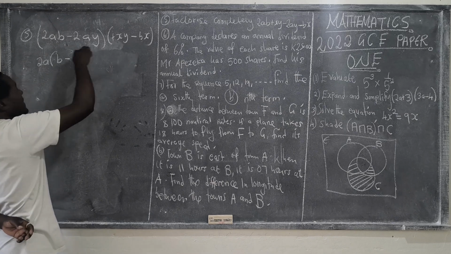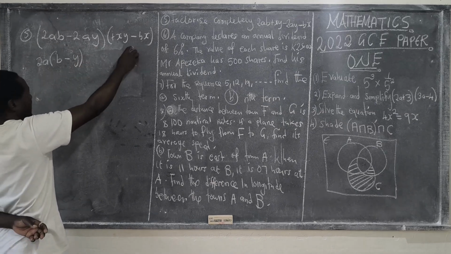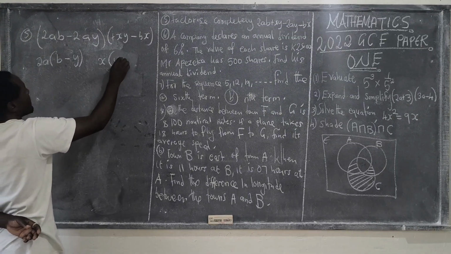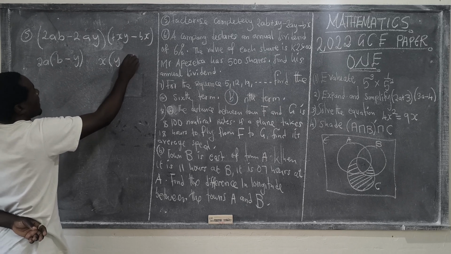From there, what is common? What you're getting here should be the same with what you get here. So what is common there? It is x, open the bracket. You're going to have y minus, okay, b.